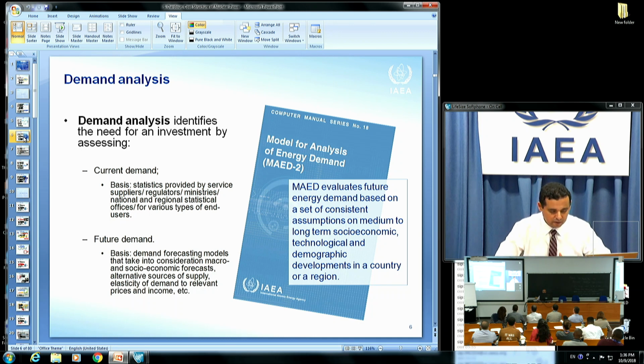So we have a tool here at the agency, which was developed in the Planning Economics Studies section, which I'm part of. And this tool is called MAED, Model for Analysis of Energy Demand. And this tool can be used to describe current demand and to forecast future demand, which is a very good and important step towards taking a decision whether to invest on this technology or on that technology for power generation. Slide 7.